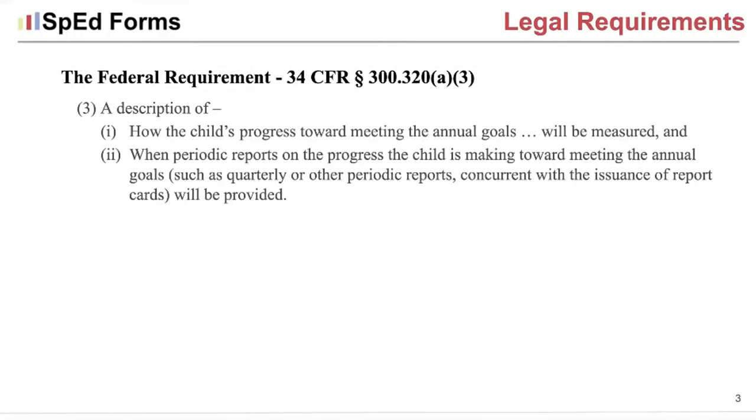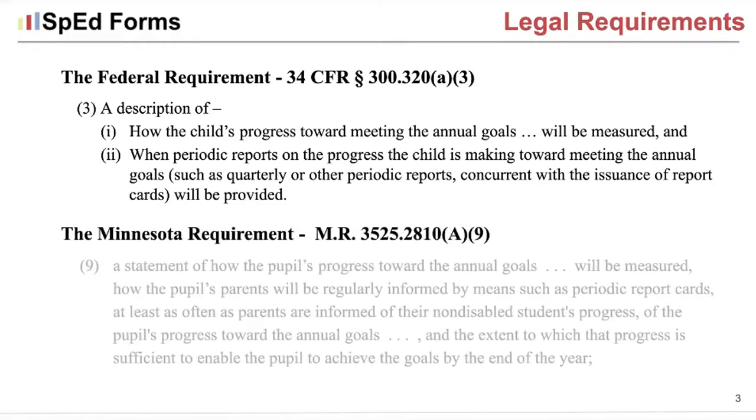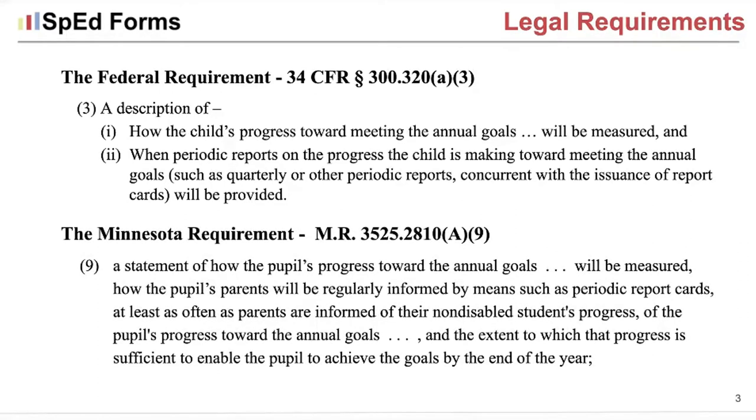The legal requirements. The requirement to measure progress and to report it periodically to parents is spelled out in the 34th Code of Federal Regulations, section 300.320(a)(3). It tells us that we must measure progress towards meeting the annual goals and report it periodically to the parents, and they suggest that it be done concurrent with the issuance of report cards. The Minnesota requirement is spelled out in Minnesota Rule 3525.2810, subpart 9. It basically says exactly the same thing as the federal requirement, just using different wording.